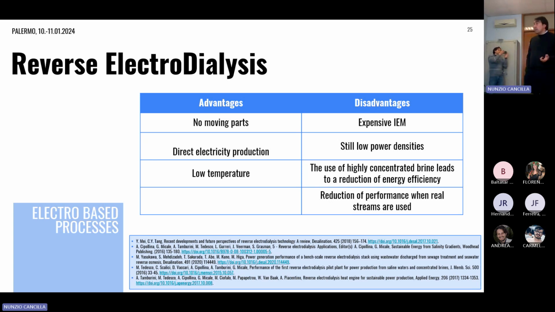But in the future, maybe we will, of course, achieve better results, getting closer to, let's say, economical sustainability. Among the advantages, I would say, with reference to another technology that will be mentioned later on, there are no moving parts and the direct conversion of electricity. We are making reference to pressure retarded osmosis, which is the other technology that I believe was mentioned.